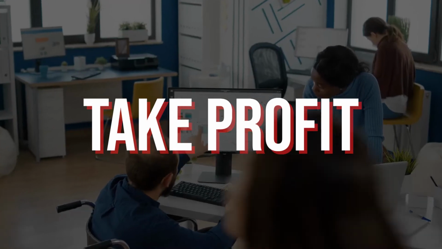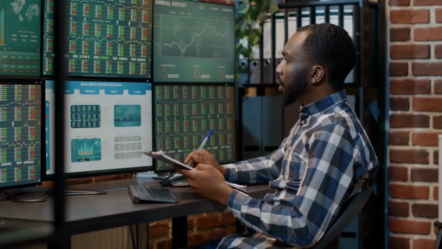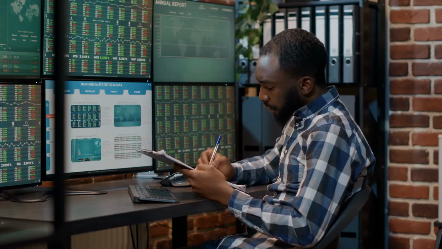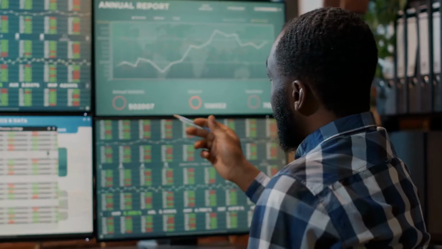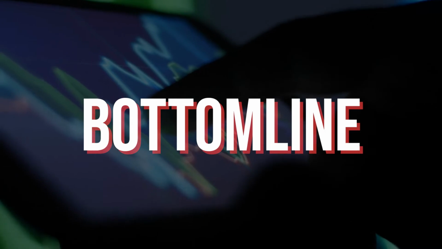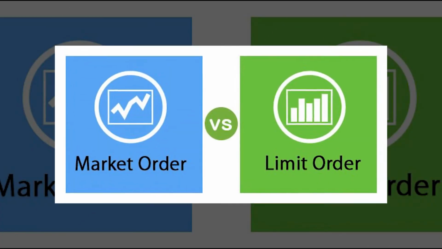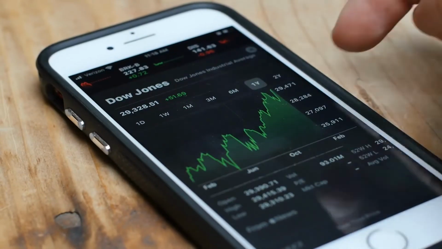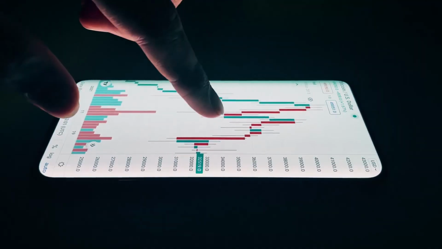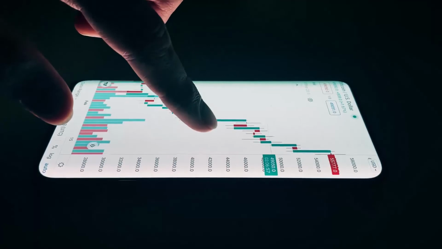Take profit. A take profit order, sometimes called a profit target, is intended to close out the trade at a profit once it has reached a certain level. Execution of a take profit order closes the position. This type of order is always connected to an open position or a pending order. Bottom line. Knowing the difference between a limit and a market order is fundamental to individual investing. There are times when one or the other will be more appropriate. The order type is also influenced by your investment approach.